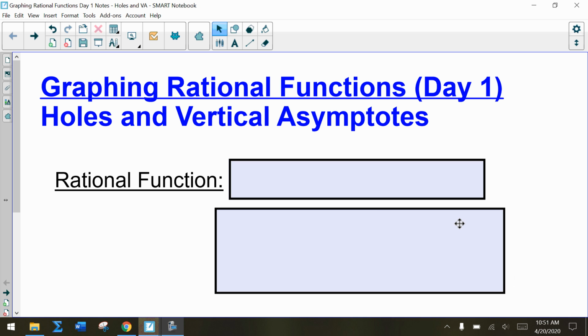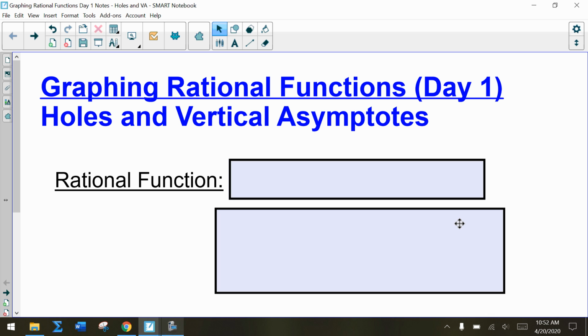So today's lesson is going to be on graphing rational functions, and we're going to focus on finding holes in the graph and vertical asymptotes. We're going to go over what those two things are within this lesson, but just to regroup, we just finished our unit on simplifying and solving rationals, and this is now the extension. We're going to look at what these graphs look like.